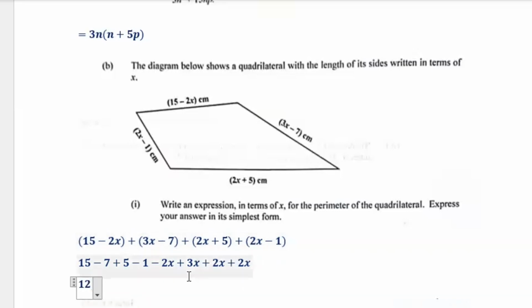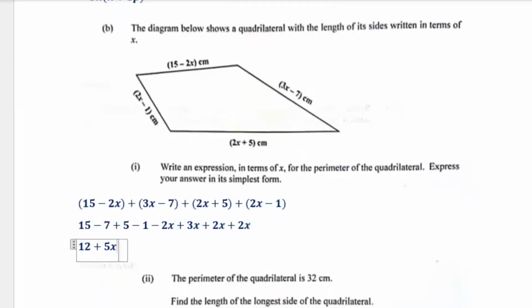Then from the variables with the coefficients, we have minus 2x plus 3x, so that will leave us with 1x, plus 2x will give us 3x, plus 2x, and that will give us a plus 5x. So our simplified expression in terms of x for the perimeter of this quadrilateral would be 12 plus 5x. So all you're doing is taking the terms that are on the quadrilateral, then grouping your like terms and simplifying.